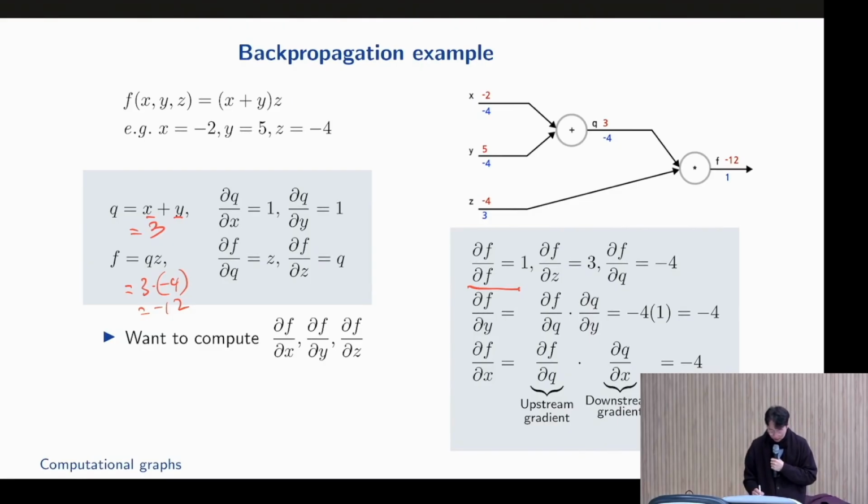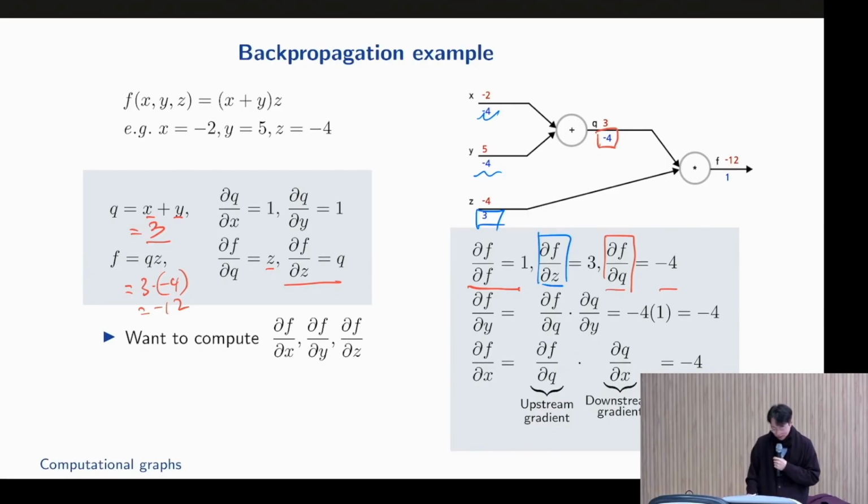Okay, given 1, df dz is q, so q is recomputed as 3. df dq is z, z is -4. So we have already computed df dq here, and we computed df dz. And now we want to compute these guys.